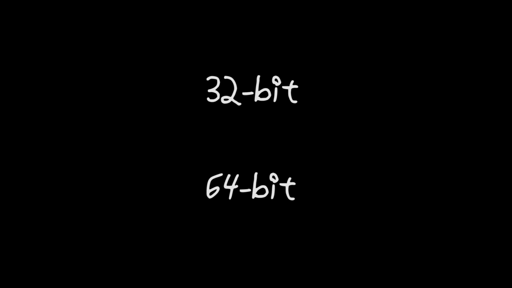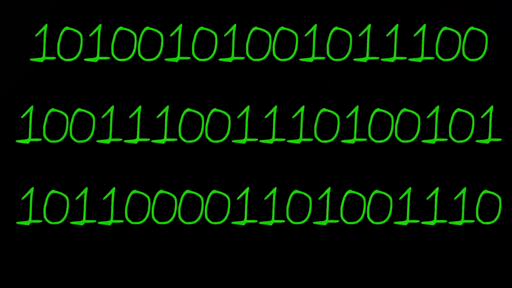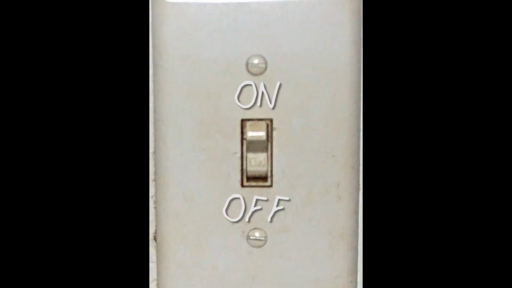Binary has a base of 2. You've probably seen 32-bit and 64-bit related to your operating system, or 256 gigabytes and 512 gigabytes related to the size of your solid-state hard drive. These are powers of 2. Binary is how a computer talks, a series of ones and zeros, or in simplest terms, on and off. 1 being on and 0 being off.